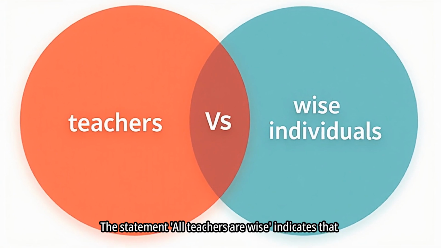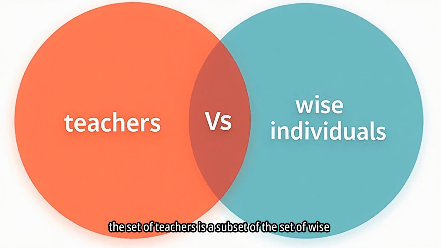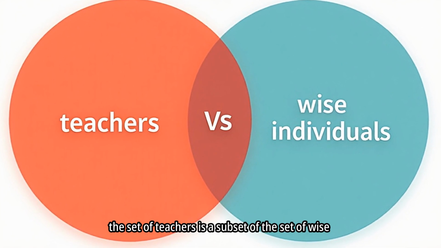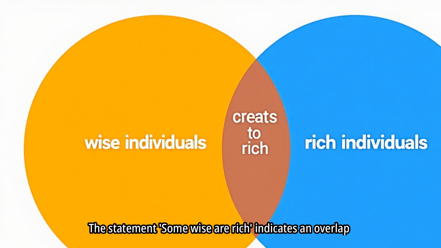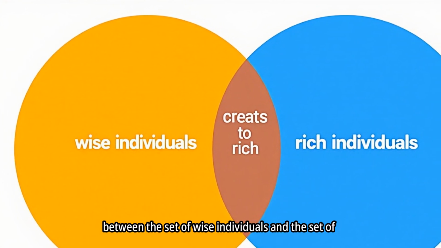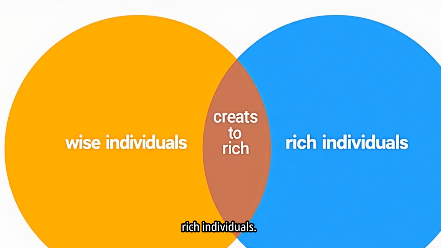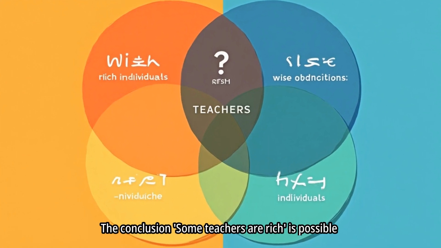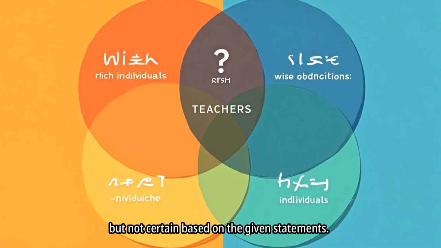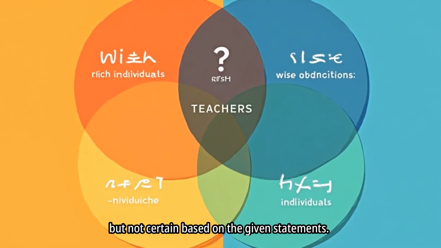The statement, all teachers are wise, indicates that the set of teachers is a subset of the set of wise individuals. The statement, some wise are rich, indicates an overlap between the set of wise individuals and the set of rich individuals. The conclusion, some teachers are rich, is possible, but not certain based on the given statements.